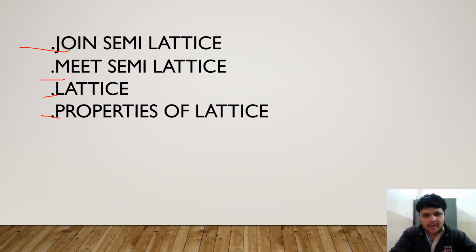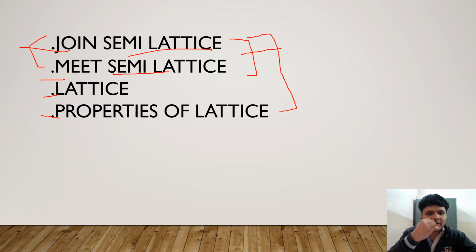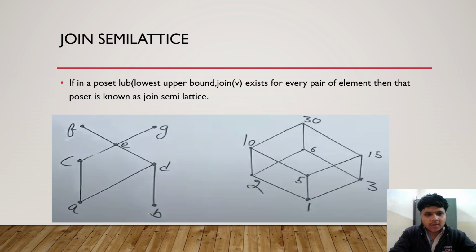Now you may be confused, since join semilattice and meet semilattice look like types of lattice, but no, actually they are not types of lattice. When we see the definition of lattice, we will see that it is a combination of join and meet semilattice. So I hope it is clear why we are discussing join semilattice and meet semilattice before discussing lattice. Now coming to join semilattice.